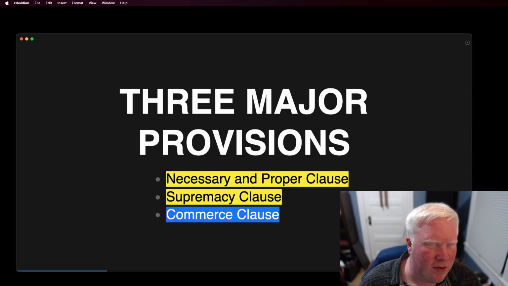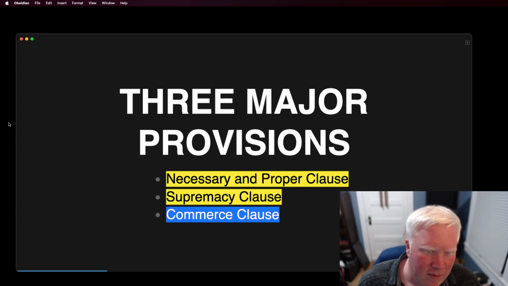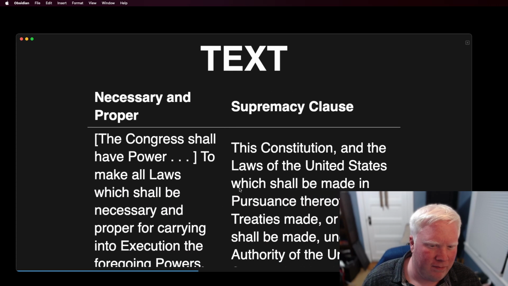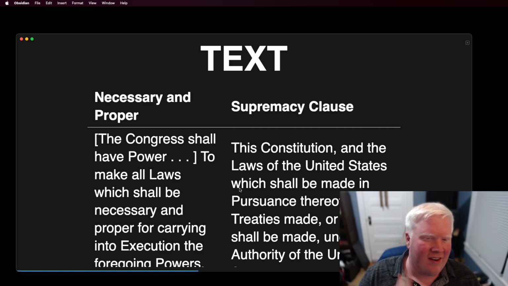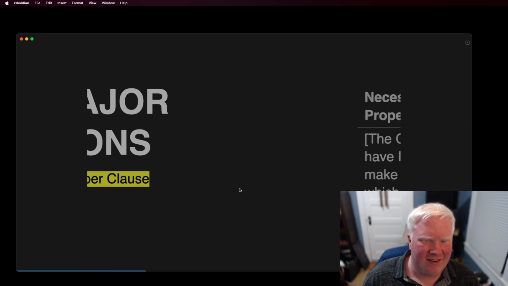So, three major provisions that we're talking about. There are more. Congress has lots of enumerated powers, but tonight we're going to be focusing on the Necessary and Proper Clause and the Supremacy Clause. Next class, we'll talk about commerce. Quick note, this is going to be pretty quick because while it's very important that we cover it, it also makes a lot of sense, and we don't have to go into a crazy amount of detail here.